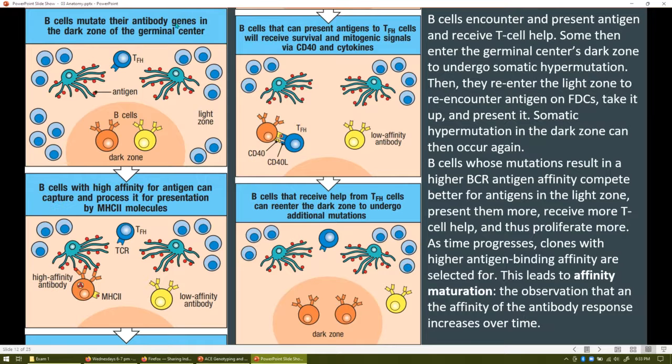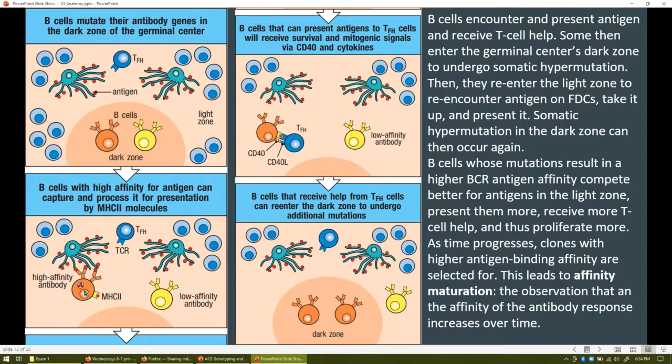So B cells mutate antibody genes in the dark zone of the germinal center. The germinal center has this dark zone composed of a bunch of B cells. And then it has the light zone where you find all the TFH cells and all the follicular dendritic cells. Okay? The B cells, once they mutate their antibody gene, are going to go see if they've made an antibody that is good at binding to antigen. If they made one really good at binding to antigen, then they're going to leave the dark zone. And once they get to the light zone, they're going to bind to that antigen.